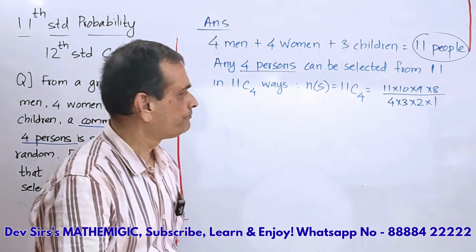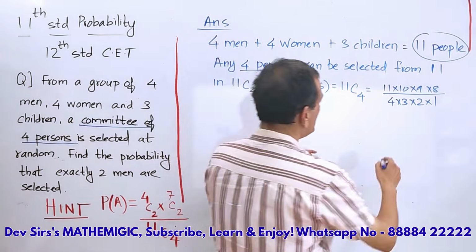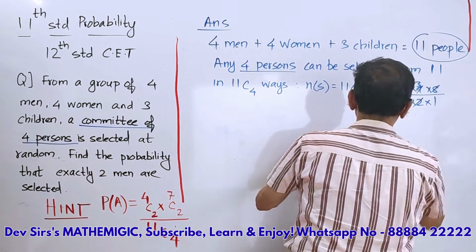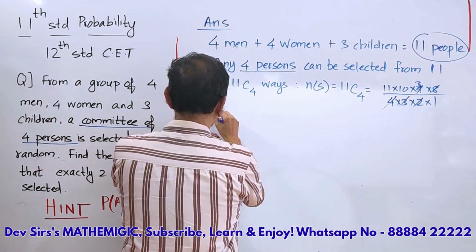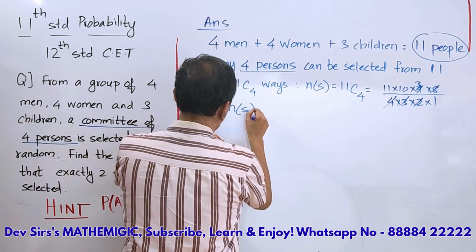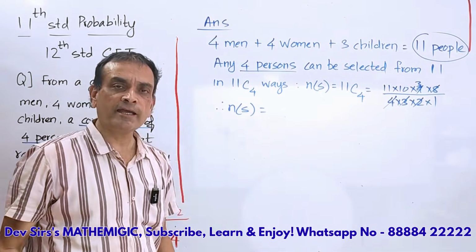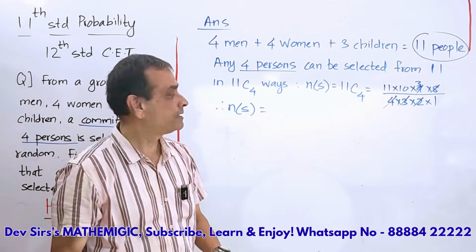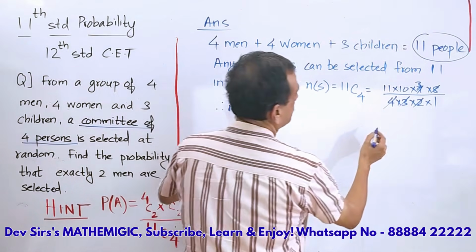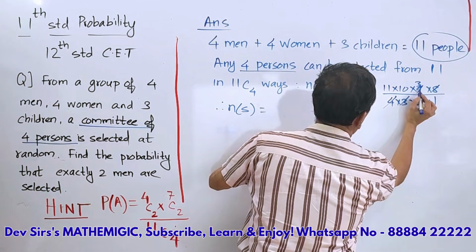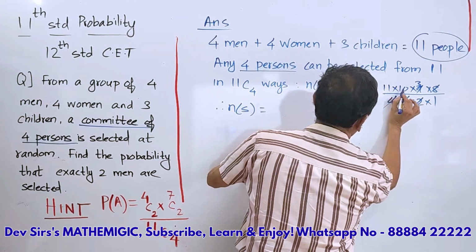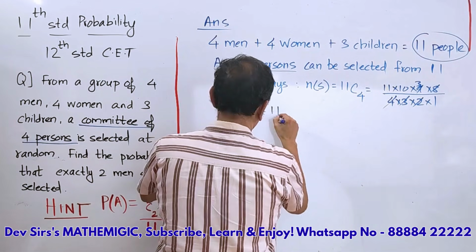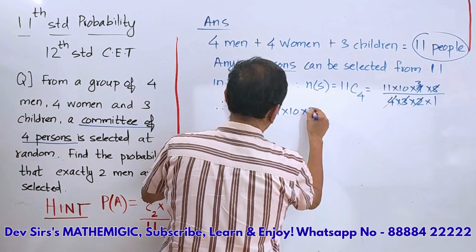Just wait there. So 4 2s are 8, gone from here. 3 3s are 9, gone from here. So NS is the total number of ways of selecting any 4 persons. First the total number, because we want the sample space. 4 2s are 8, gone. 3 3s are 9. What remains is 11 into 10 into 3. Keep it like that, it will be easier for calculation. 11 into 10 into 3.